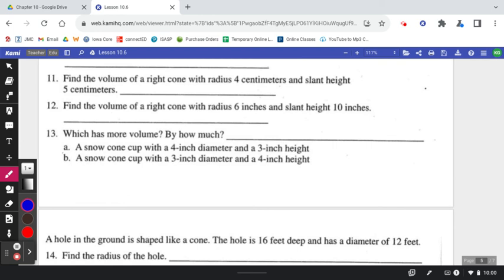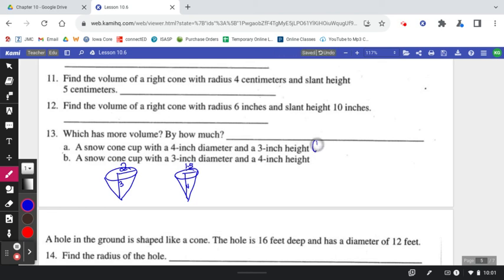Which has more volume and how much more? A snow cone with a 4-inch diameter and a 3-inch height, or a snow cone cup with a 3-inch diameter and a 4-inch height? So we have a snow cone cup. It says a 4-inch diameter, but I don't need diameter for any of this, so I'm going to put the radius down as 2, and its height is 3. Or a snow cone whose height is 4, and a 3-inch diameter means a 1.5 radius.